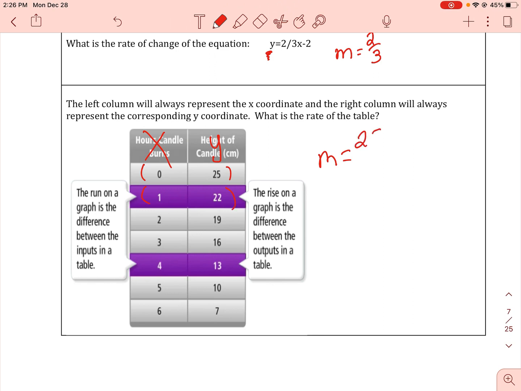Our change in y means to subtract our y values over our change in x. So I started with 25 on top, which means I need to start with 0 on the bottom. 25 minus 22 is 3. 0 minus 1 is negative 1. 3 divided by negative 1 is negative 3. So that is my rate of change, slope, rate of the table.